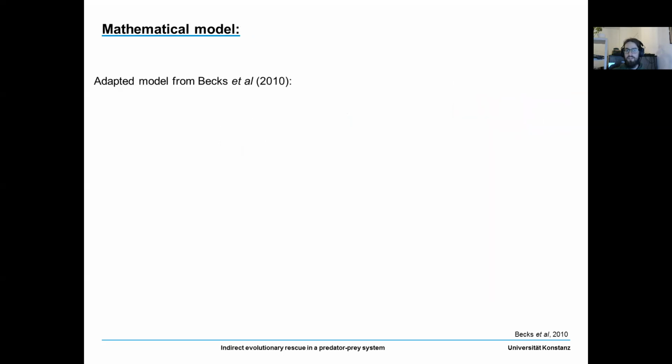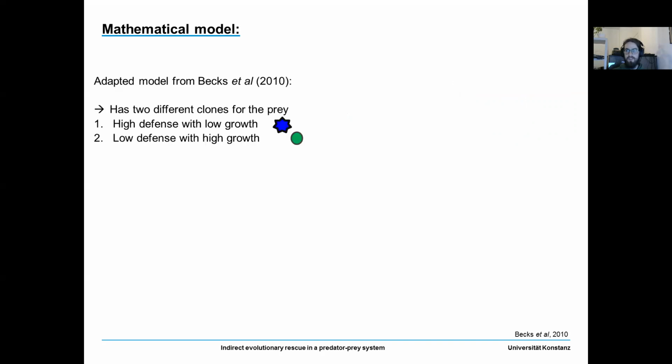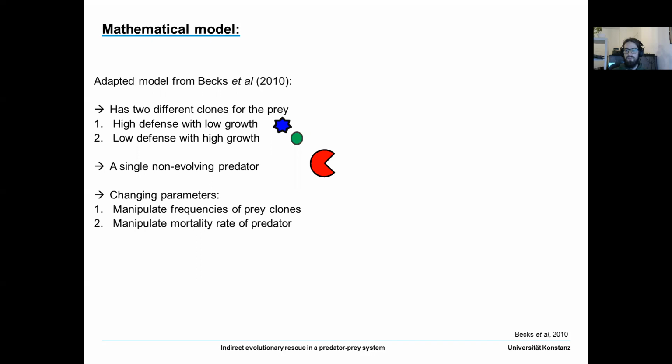For the model, I use an adaptive model from Bex et al., where I can simulate two different clones, one being again highly defended with a low growth rate, and one having low defense connected to a high growth rate. I have as well a single non-evolving predator, and I will change the parameters of the frequency of the different prey clones and manipulate the mortality rate of the predator.